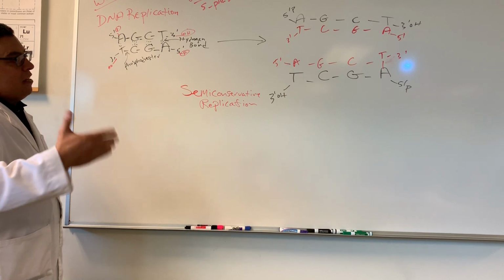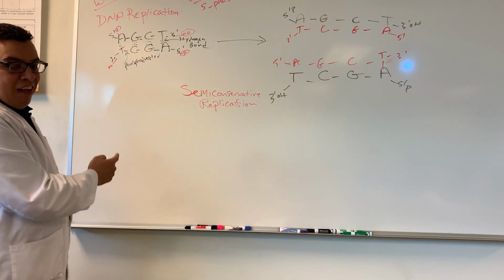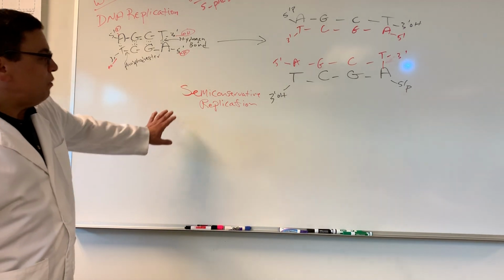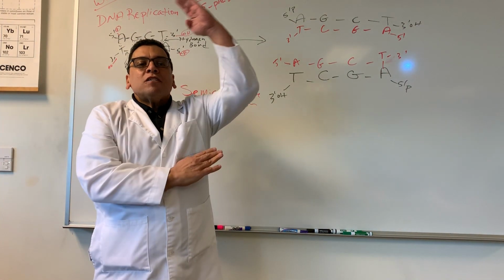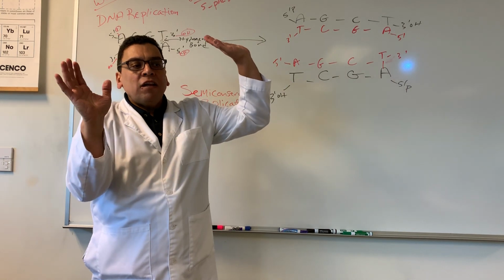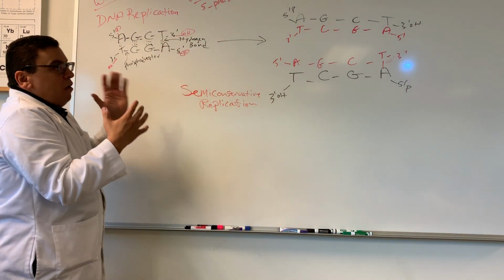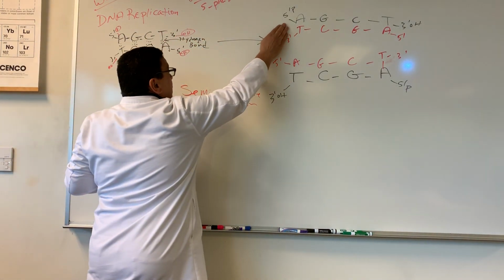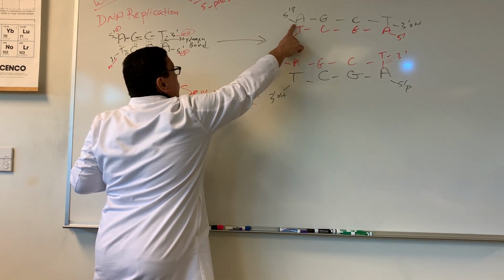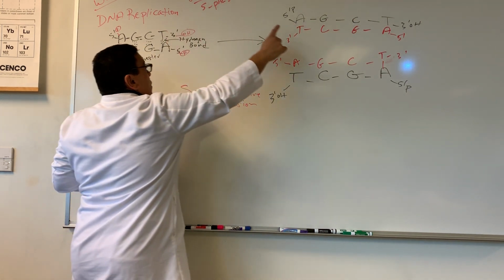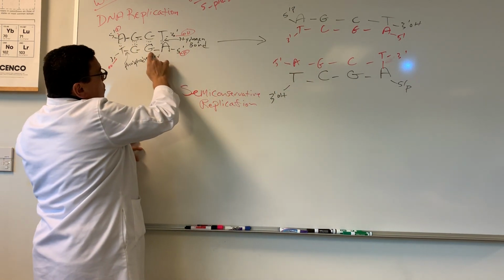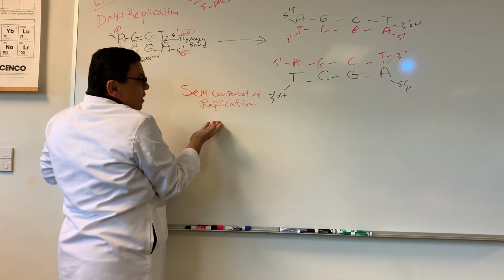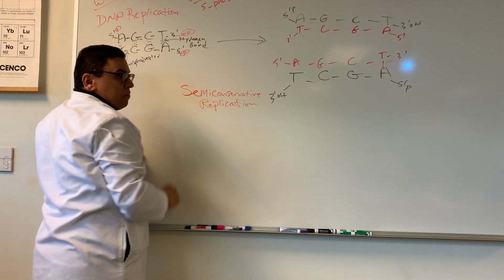All DNA replicates semi-conservatively, which is a fancy way of saying this. DNA replicates this way. Watch. Separate the strands. Copy. You're done. And when you do that, one of the copies will have the strand from the original and the new one. The other copy will have the other original and a new one. That's called semi-conservative replication.